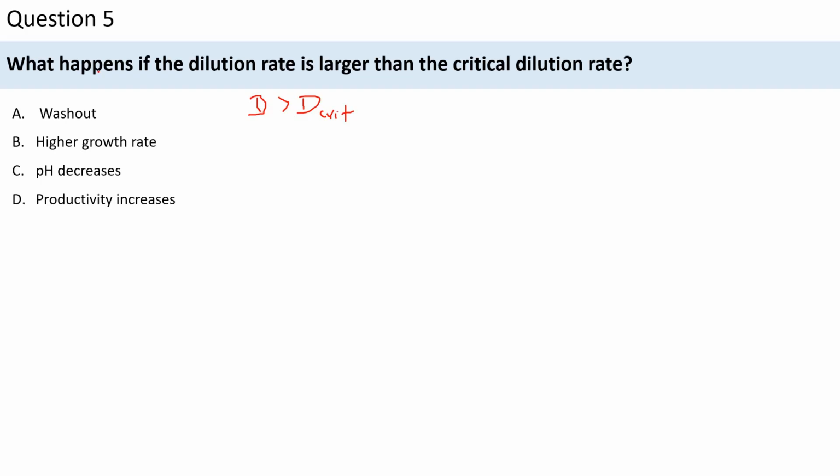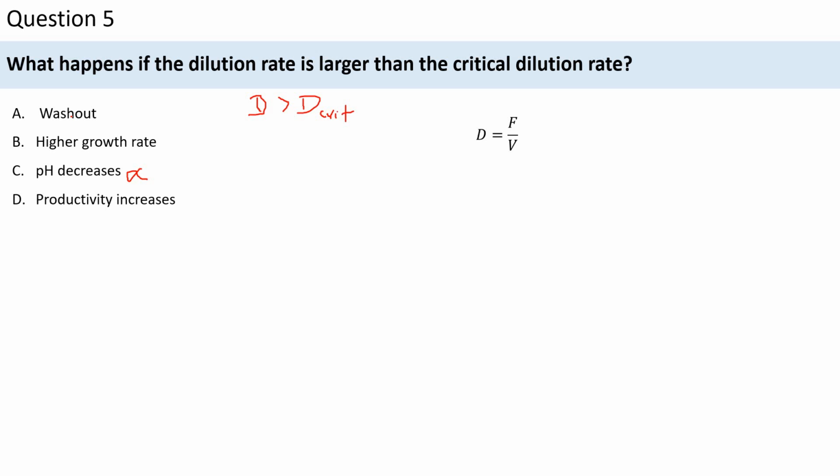So here I feel we can neglect option C, because for the dilution rate surpassing the critical dilution rate and pH, I'm not very sure whether there is any connection at all. Here we have to talk more about the cells only. Because we know that D is equal to mu. So what is going to happen if we increase D beyond D critical? Either washout can happen, or a higher growth rate can happen, or else productivity increases. So we will see the equations for this.